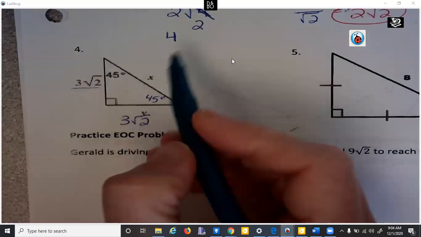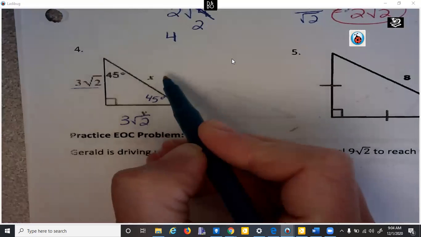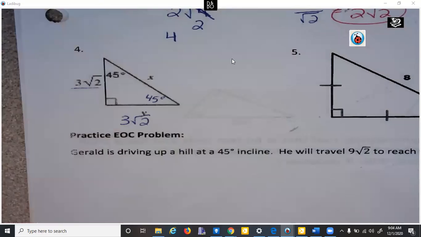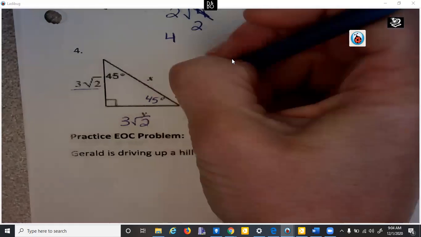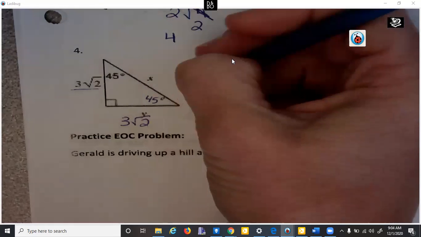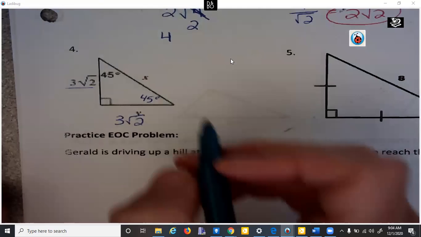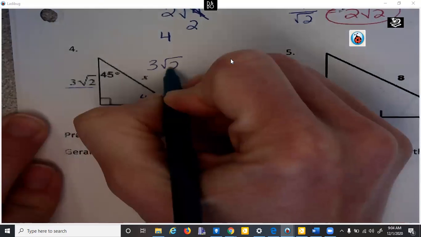Now I need to get the hypotenuse. Do I multiply or divide to get it? Multiply. The hypotenuse is longer, so you're going to have to multiply. Remember in math, to get something longer, you would multiply. Okay? So I'm going to multiply by root 2.